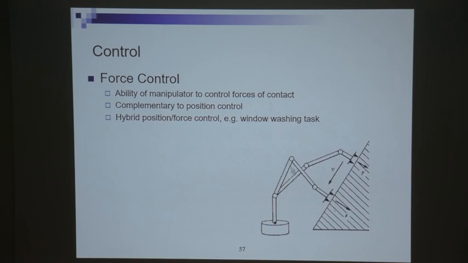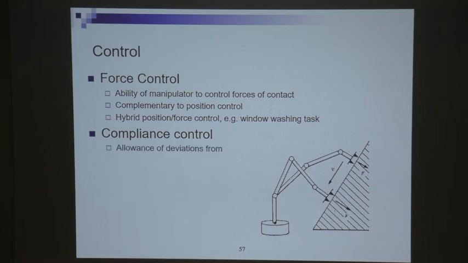For example, in a window washing task, you will need something called hybrid position force control. You have to make sure that a certain force is exerted on the surface so that you can cleanse the surface. At the same time, you have to make sure that you can move the controller, and you don't want to clean the surface in such a way that you break it. So you require hybrid position force control.